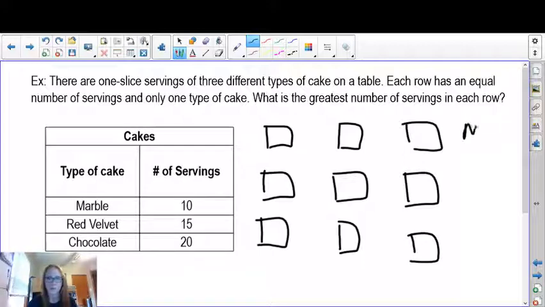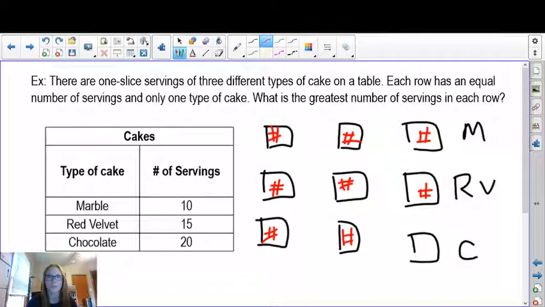I'm going to say this row is my marble, this is my red velvet, and this is my chocolate. I just picked some random number, 3 is what I did. In this top row of marble, I have some specific number of pieces, and whatever that number is, I also have the same number of red velvet and the same number of chocolate. So we're trying to figure out what that number is for every single row.